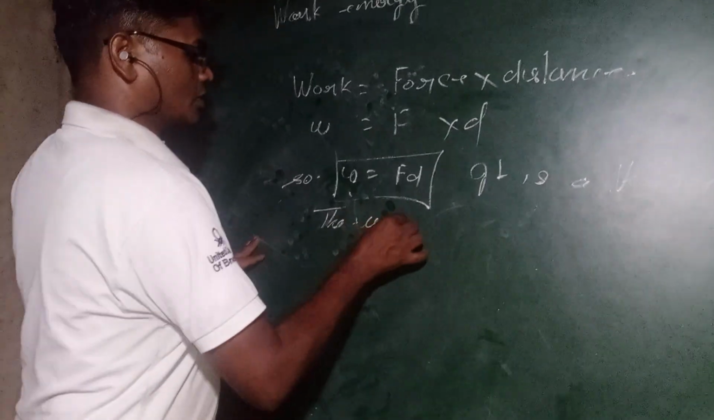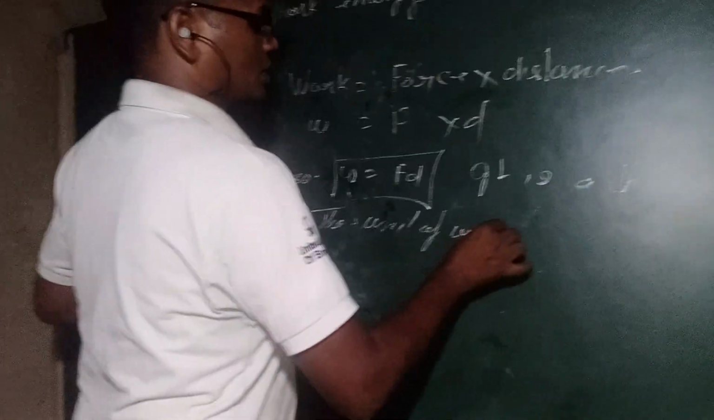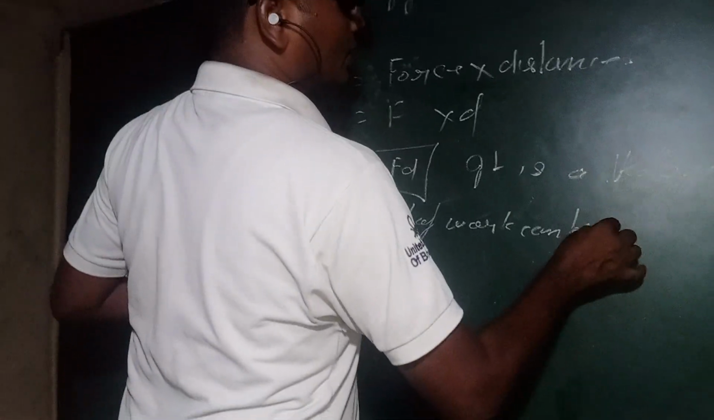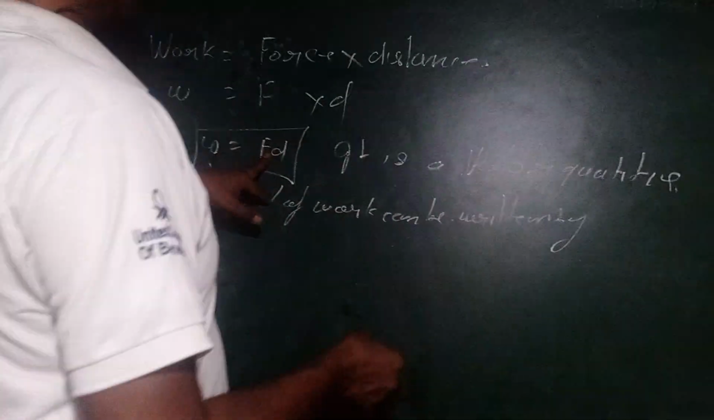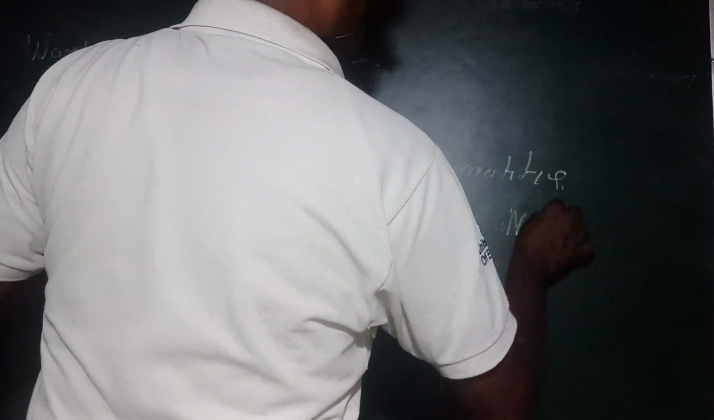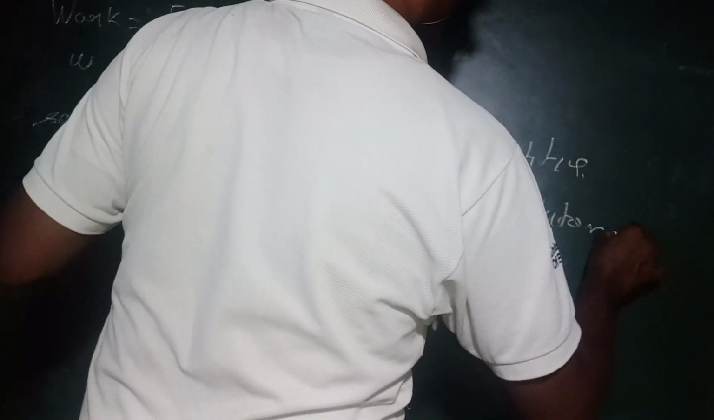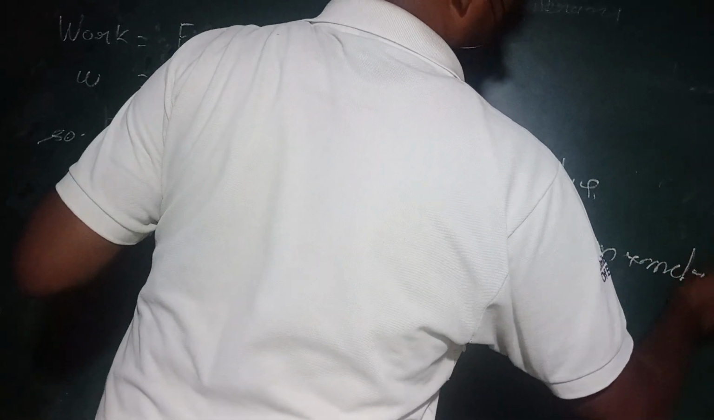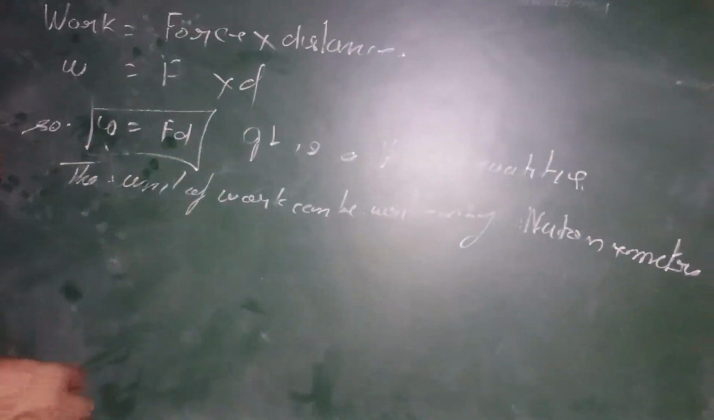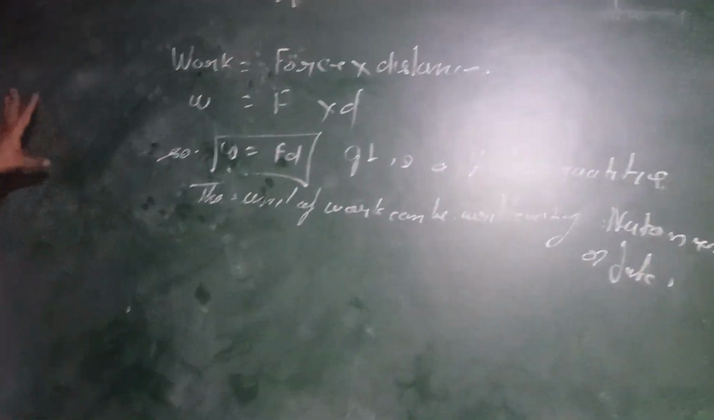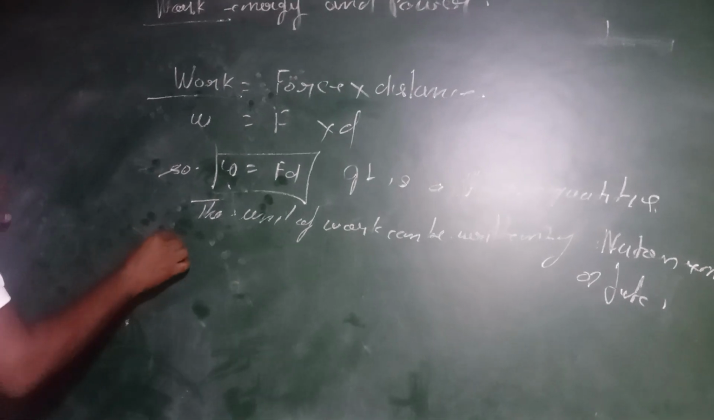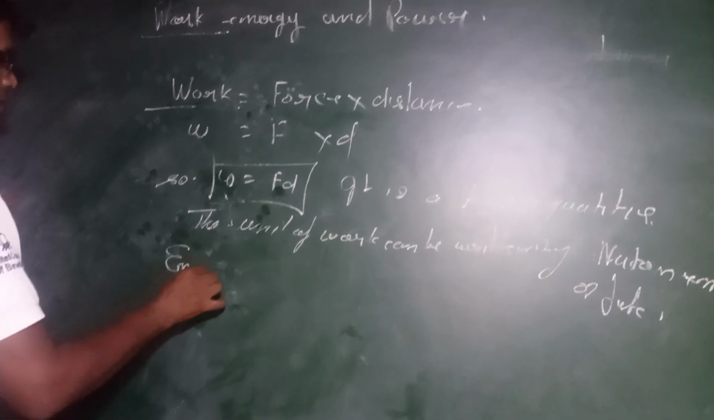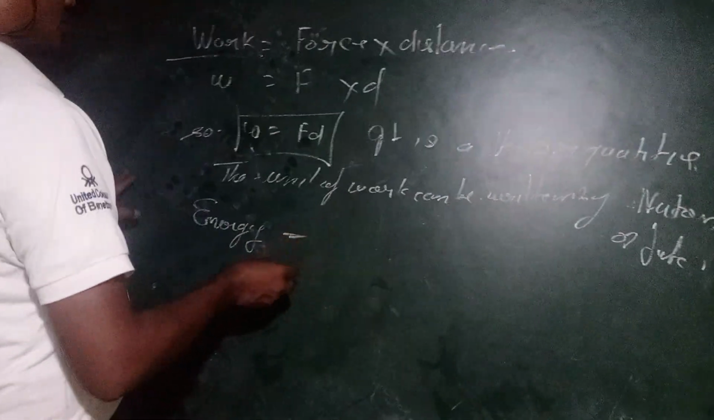The unit of work can be written as Newton meter into meter, or joule. This is the unit. And the first is work, the second is energy.